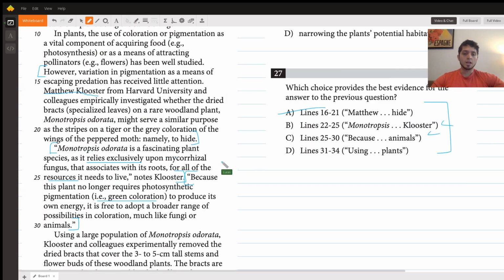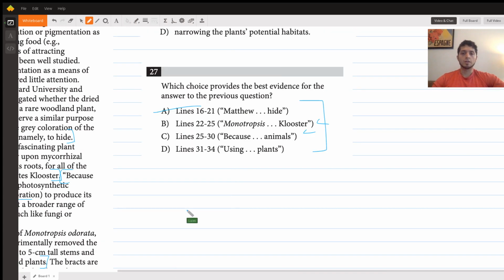Then we have D, which is lines 31 through 34. That says, using a large population of, etc., Klooster and his colleagues experimentally removed the dried bracts, etc. So this is getting into the methodology of the study that Klooster performed, but it doesn't tell us anything about the nutrient requirements of these plants. So I think we can get rid of D.